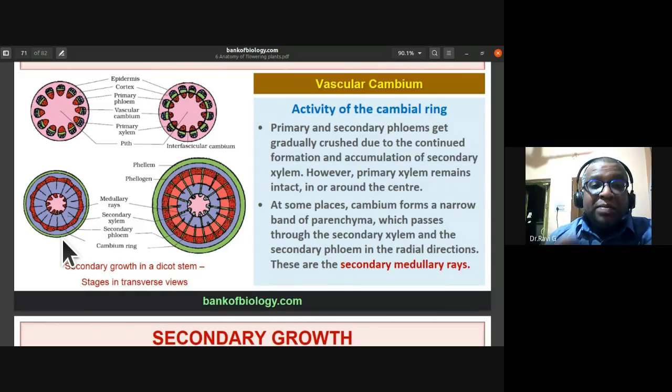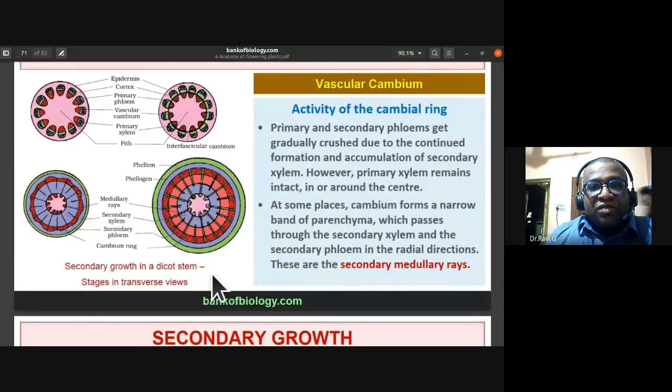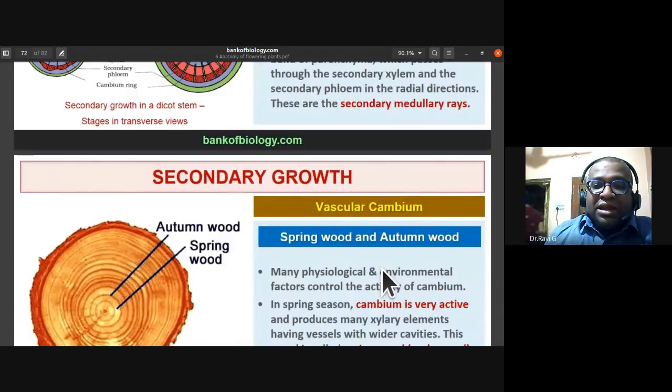See, the medulla was parenchymatous. Now it has got reduced. So at some places you can find the narrow band of parenchyma which passes through the secondary xylem and the secondary phloem in the radial direction. It is almost like a radius, isn't it? In the radial direction. So we call this secondary medullary rays. So apart from secondary phloem and secondary xylem, there is also formation of secondary medullary rays. You can notice that there is a formation of secondary medullary rays.